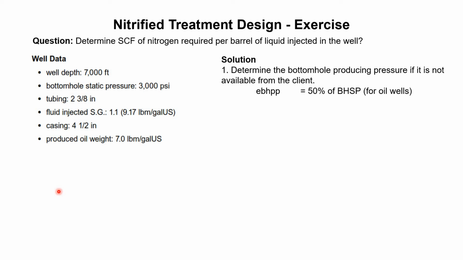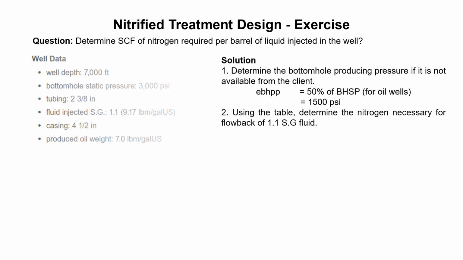So the estimated bottom hole producing pressure is equal to 50% of bottom hole static pressure for oil wells. If we are dealing with oil wells, then we just take 50% of the bottom hole static pressure, which will be equal to the estimated bottom hole producing pressure. We can see that the bottom hole static pressure is 3000 psi and 50% of this will be equal to 1500 psi, which is the estimated bottom hole producing pressure.